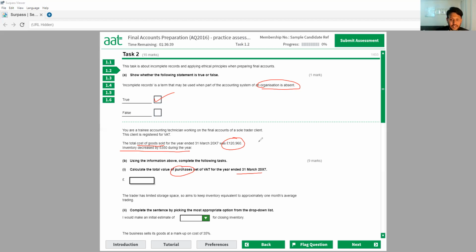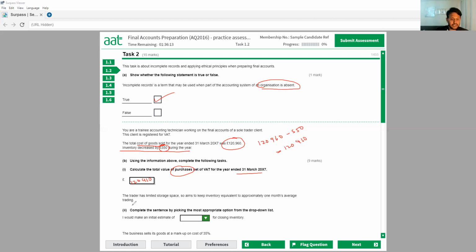So all you have to do is take 120,960, and the inventory decreased by 550, so minus 550, and that will give us 120,410. So this is my purchase: 120,410.